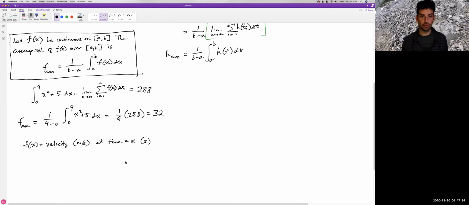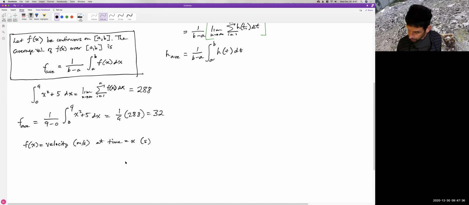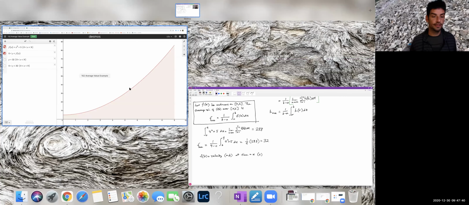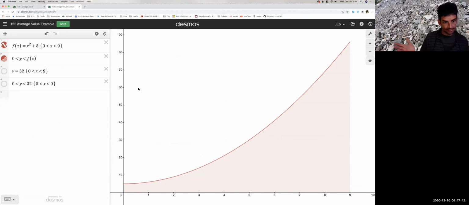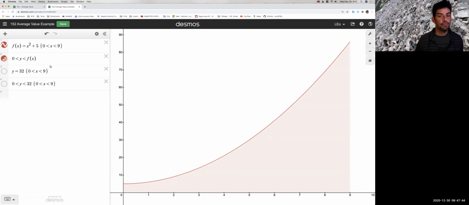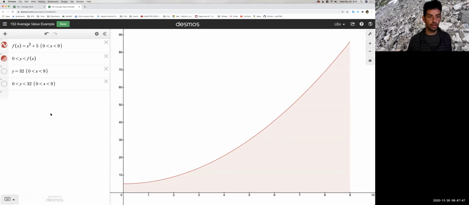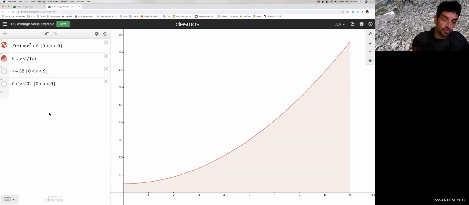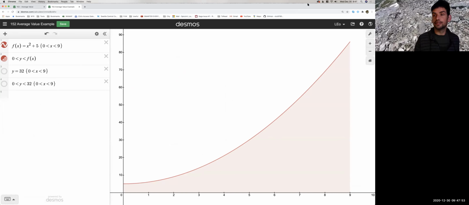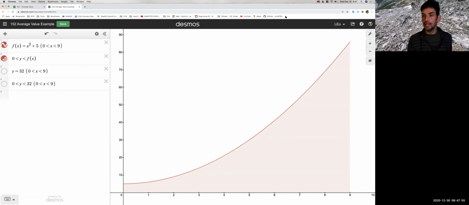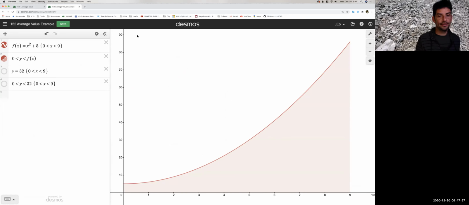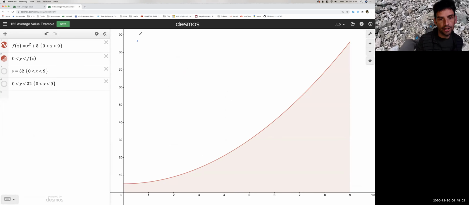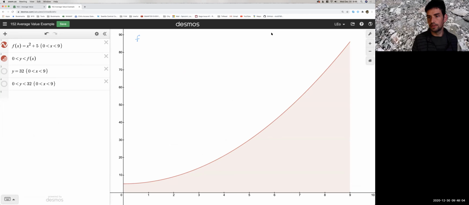Let's jump over to a graph of this and see what this 32 is actually telling us. I mean, we should be able to guess a little bit from how this is all set up, but here's a picture of that function, x squared plus 5. So this is our velocity function. We've got an object speeding up. Let's look at the definition of f average.